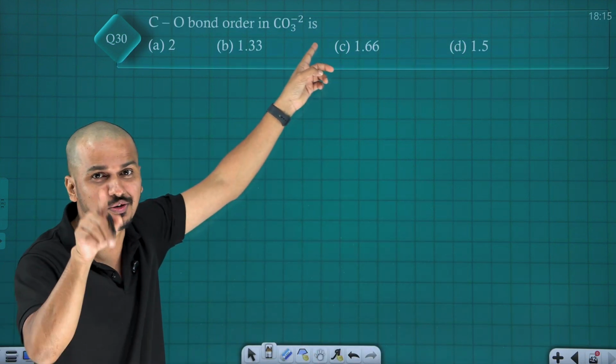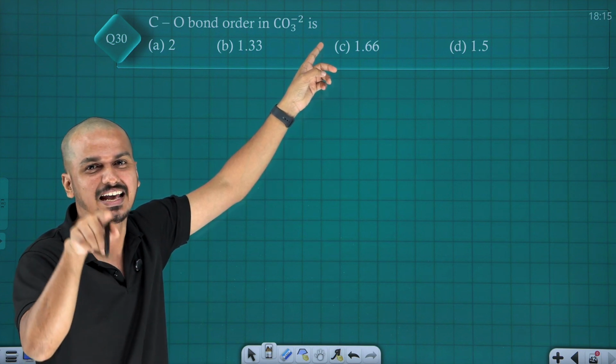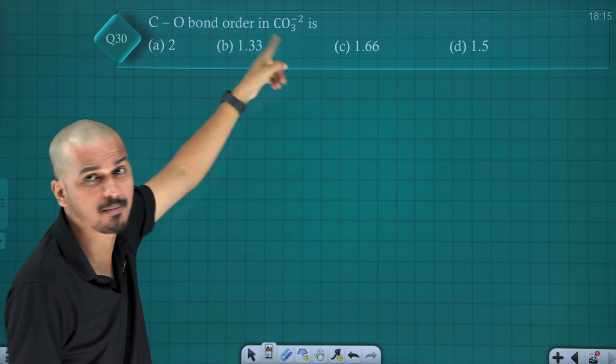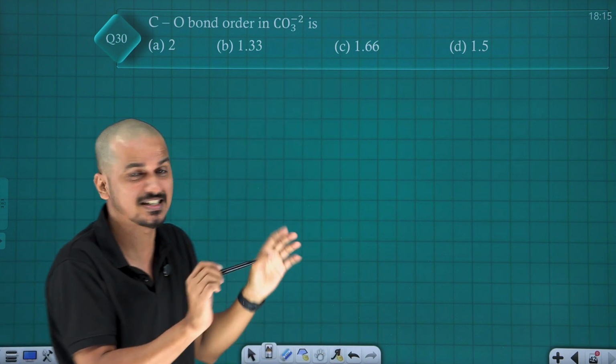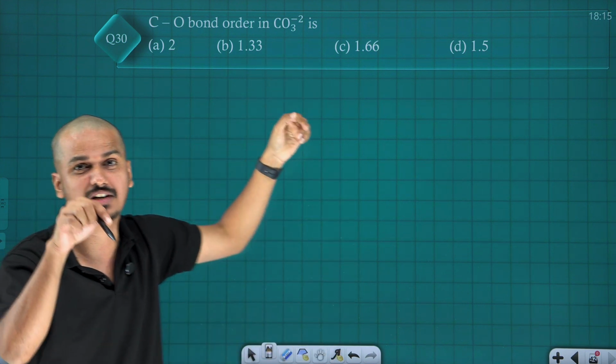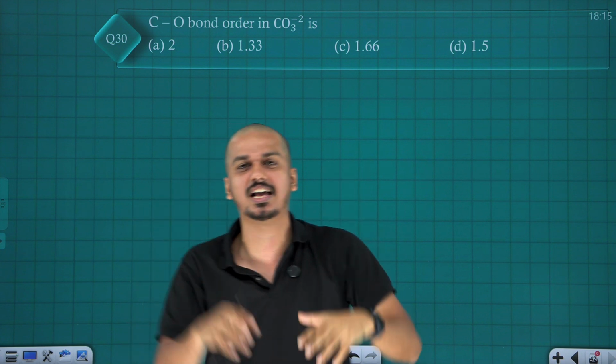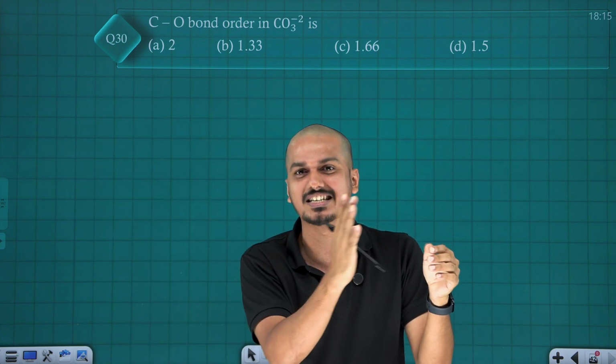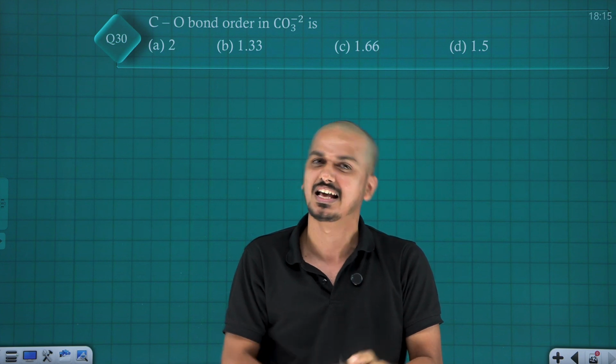This one I already asked you to comment in the comment box. CO3 2 minus, bond order of the carbon oxygen bond. What is the answer? You have to comment it in the comment box. We did 29 questions, and this one we already did. We already went through that question. Once you are watching the video, you can see the answer for that one, and you have to comment it, guys.